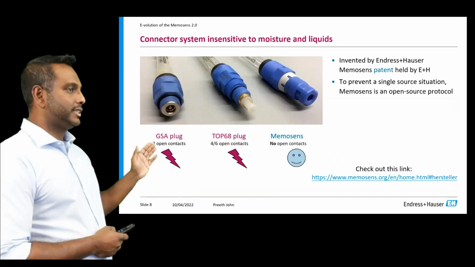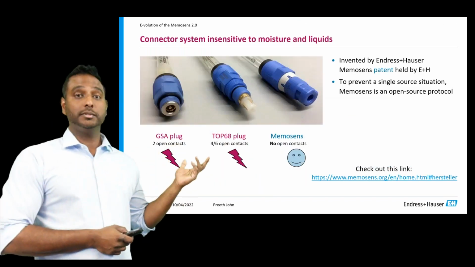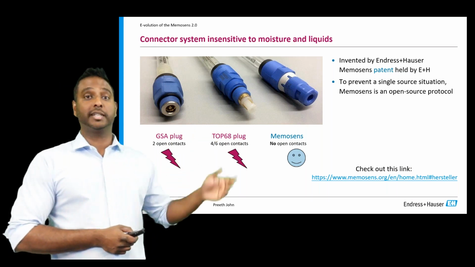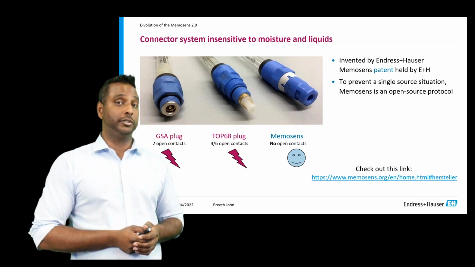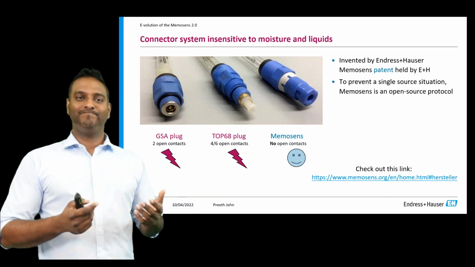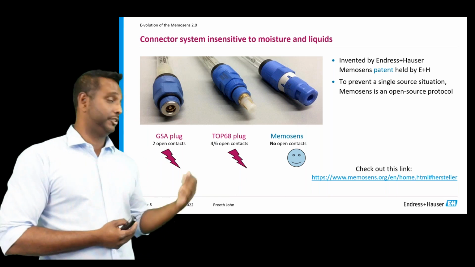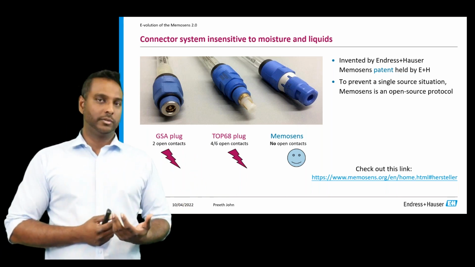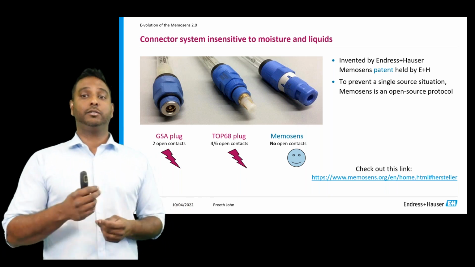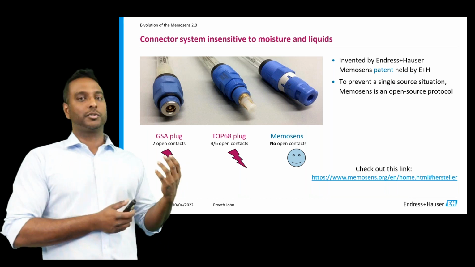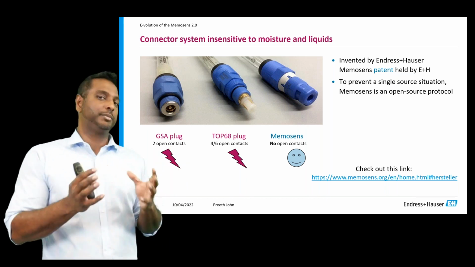As you can see here, we do have available some of our old analog connections, such as the GSA and the Top 68 connections. We know that some competitors also use these types of connectors as well. These traditional sensors are all open contacts, as you can see. Open contact simply means that it's always there to be prone to corrosion, and it also has the potential for salt bridges. And generally, when you're using this sort of product in open environments, that is a potential threat.